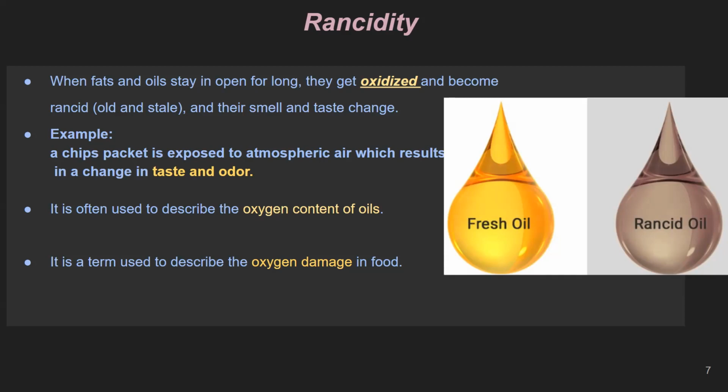Rancidity is also used to describe the oxygen content of oils. How much oxygen is present in oil is also determined by rancidity. If oxygen content is more, rancidity will be more. If oxygen content is less, rancidity will be less. This is also known as oxygen damage, because oil or fats become stale, and this is nothing but damage to oils and fats due to the presence of oxygen. So it is also called oxygen damage to food.